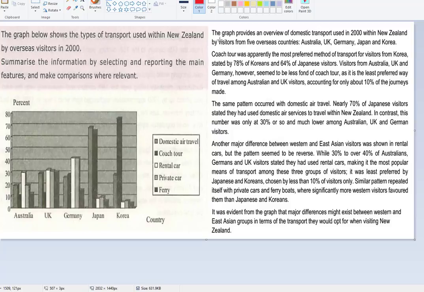Okay, let's look at the overview. The graph provides an overview of domestic transport used in 2000 within New Zealand by visitors from 5 overseas countries. Okay, great. Very well done. There's no analysis. They just tell us what the graph shows.